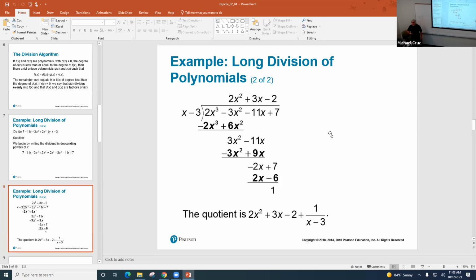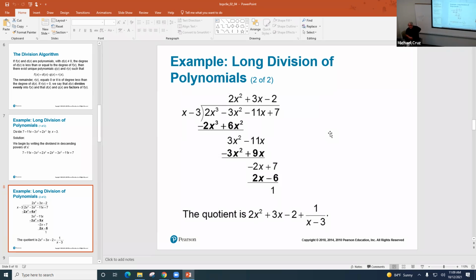Now we multiply back, just like how you multiply here. So 2x squared times x is 2x cubed. Forget about those signs right now. And then 2x squared times negative 3 is negative 6x squared. Now, what they do is they change this sign and add, which is the same thing as subtraction.